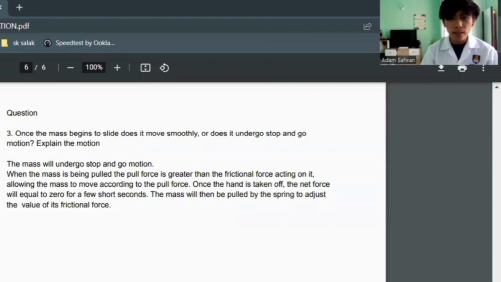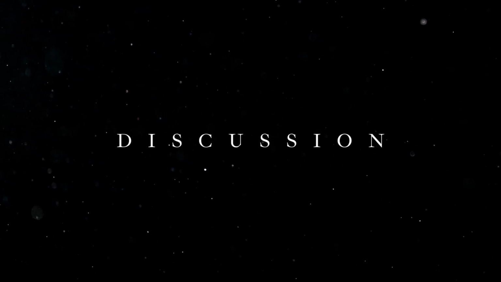Question 3. Experiment frictional force. The question is, once the mass begins to slide, does it move smoothly or does it undergo stop and go motion? Explain the motion. First, the mass will undergo stop and go motions. This is because when the mass is being pulled, the force is actually greater than the frictional force acting on the mass, allowing the mass to move according to the pull force. Once the hand is taken off, the net force will equal zero for a few short seconds, and then the mass will be pulled by the spring to adjust the value of its frictional force.